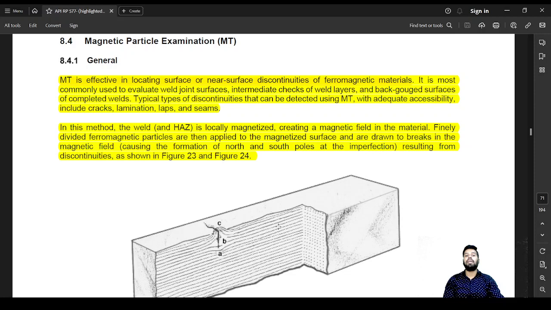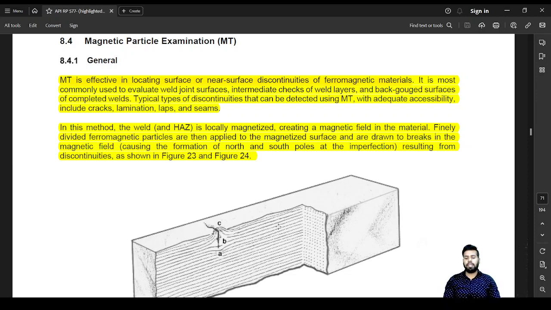In this method, the weld and the heat affected zone are locally magnetized. We generally use a yoke to magnetize the part, creating a magnetic field in the material. Finely divided ferromagnetic particles are then applied to the magnetized surface and are drawn to breaks in the magnetic field. Something like this.